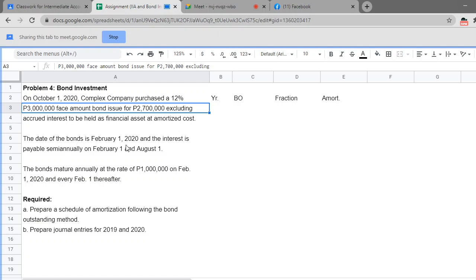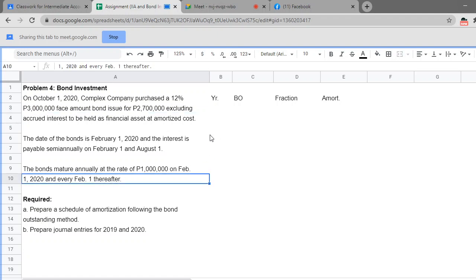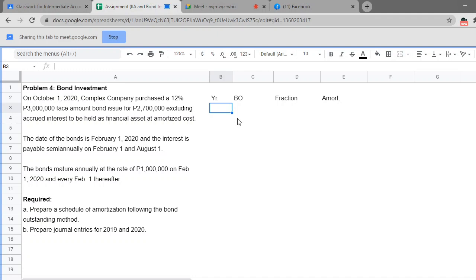The date of the bonds is Feb 1 and the interest is on Feb 1 and August 1. If you notice, we did not buy on an interest date, so we expect accrued interest income. The bonds mature at the rate of 1 million on Feb 1, 2020. Then every February 1, we receive 1 million until the 3 million face amount is exhausted. Sana all, receiving 1 million every February. Anyway, let's start with year 1.